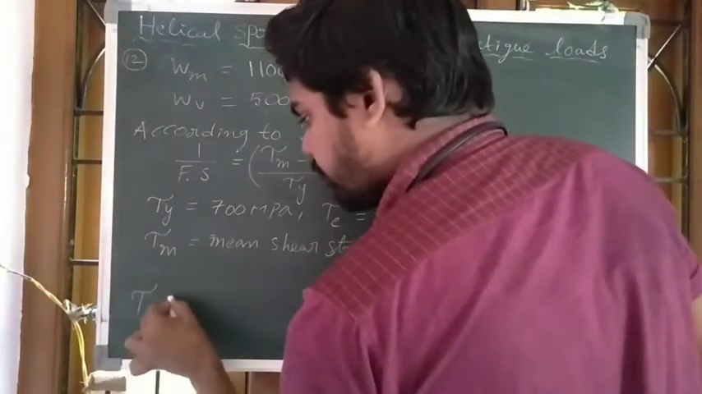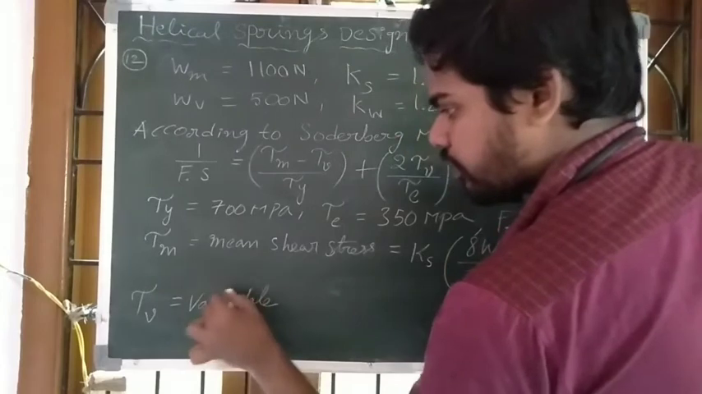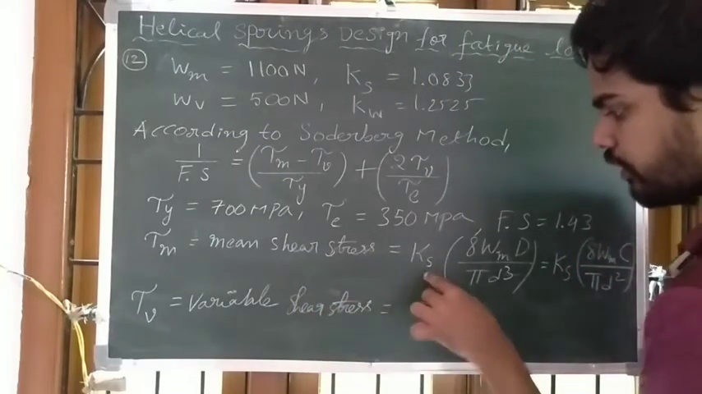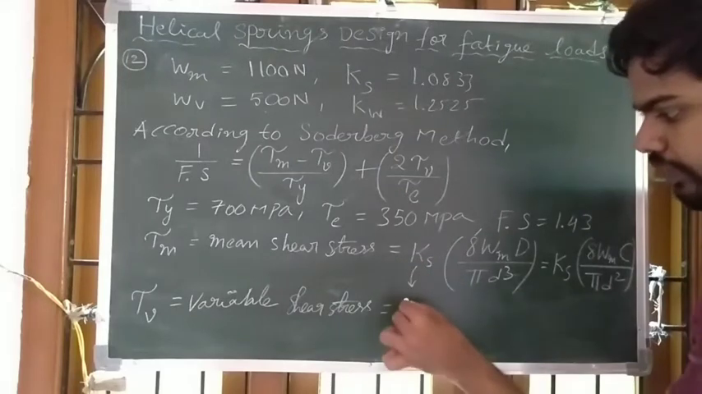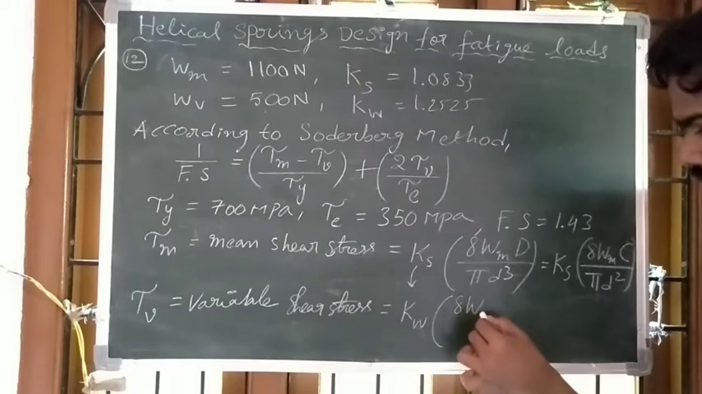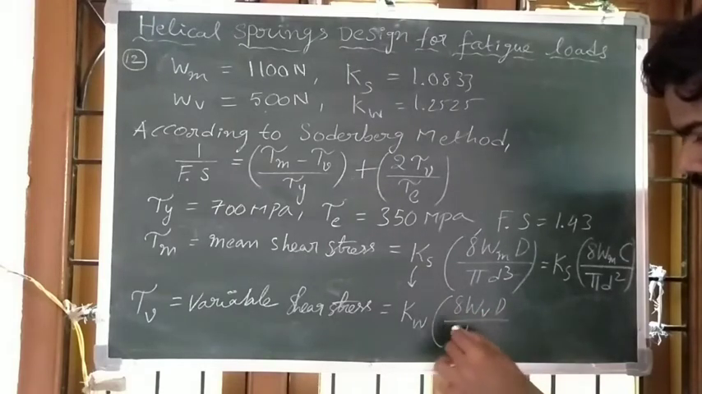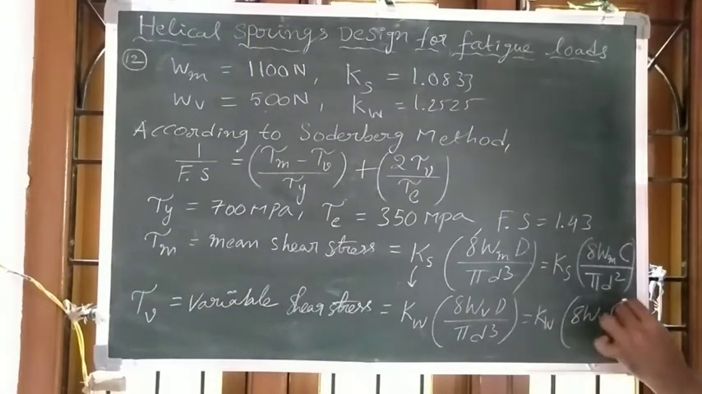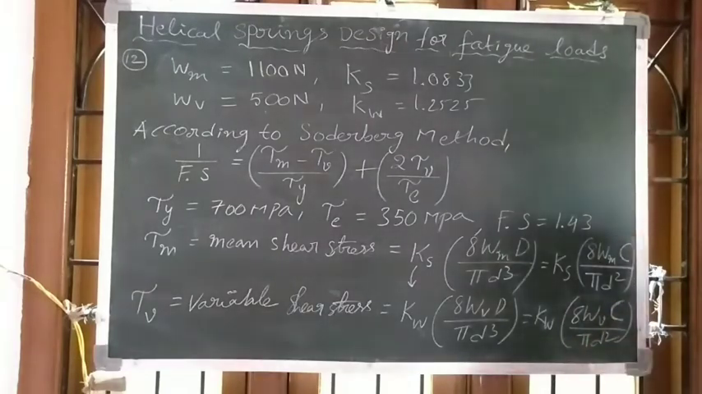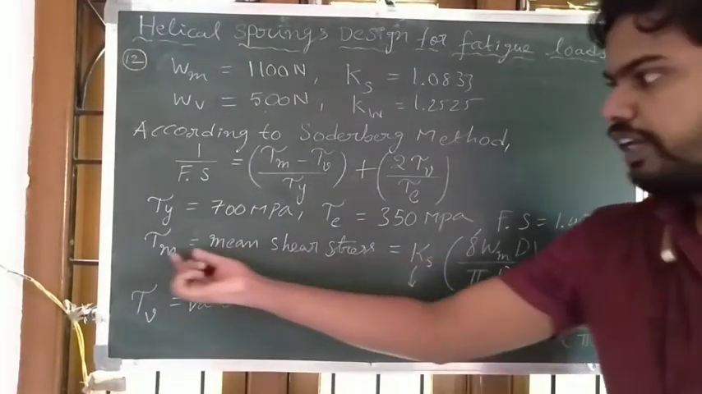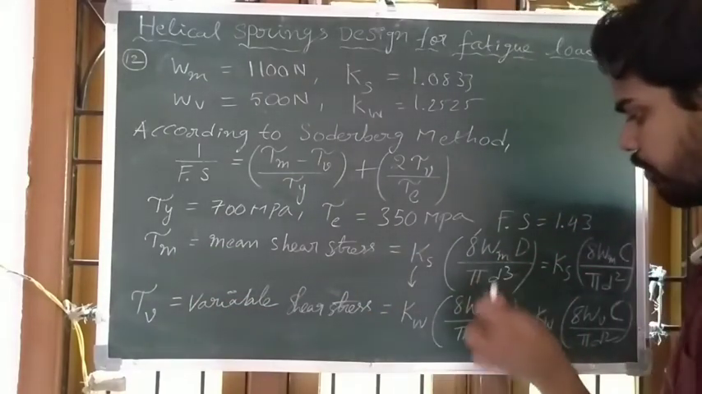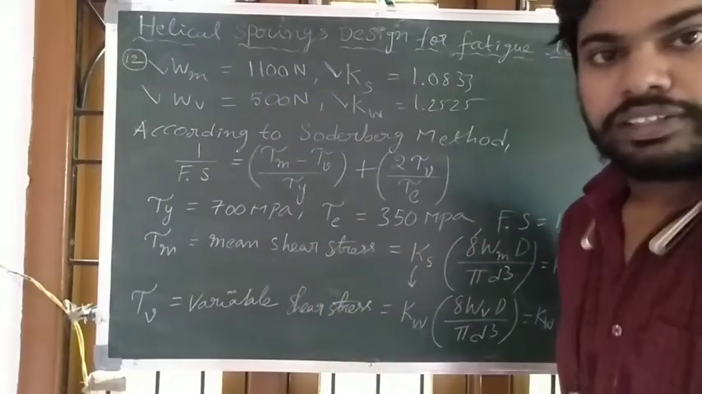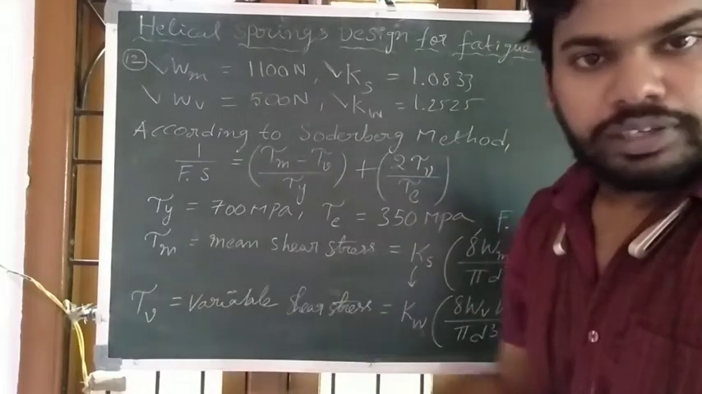And similarly, variable stress. Tau v means variable shear stress. Instead of Ks, instead of the shear stress factor, here we consider the wall stress factor: Kw into 8 Wv D divided by pi d cube. Again, it can be rewritten as D by d means C, 8 Wv into capital C by pi d square. So now calculate tau m and tau v. That's why you can see Ks, Kw, Wm and Wv. That's why we initially calculated the mean load, variable load, shear stress factor and wall stress factor. Now we can simply substitute all these values in tau m and tau v.